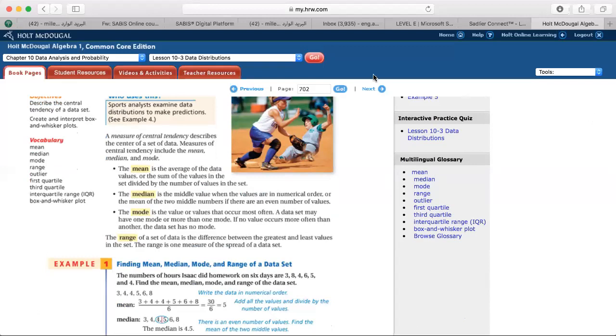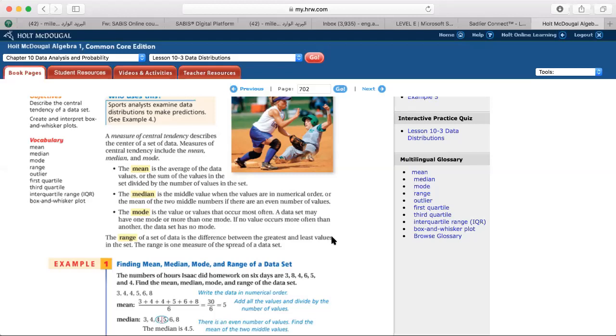on Thursday. The first one is mean, the average of the data values, or the sum of the values in the set divided by the number of values. So it is the sum of the values of the set divided by the number of values. Median. Median is the middle value when the values are in numerical order, or the mean of the two middle numbers if there are an even number of values. If I have an odd number, it is the middle number.